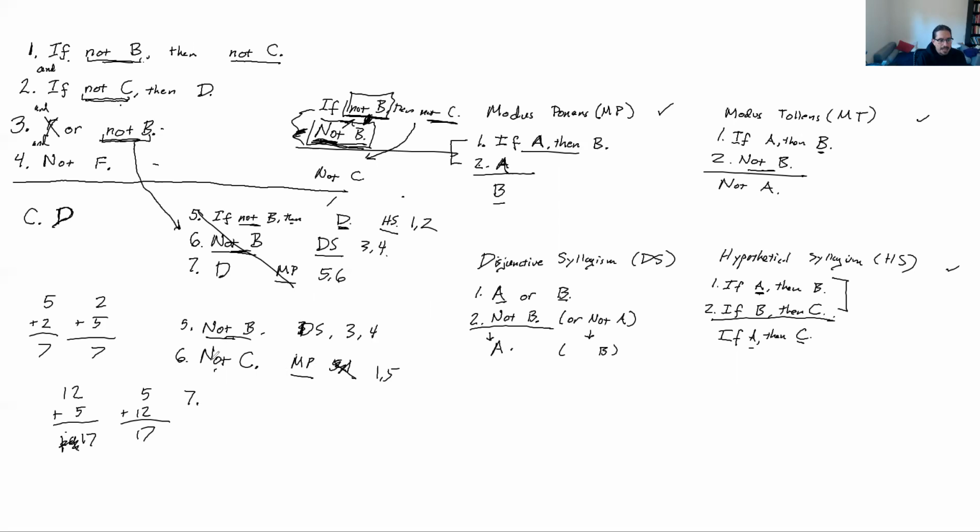Okay, now we have not C. And now we can say 2, 6 gives us D. So modus ponens again, 2 and 6. So in other words, this was a good proof. Before, we saw hypothetical syllogism, disjunctive syllogism, modus ponens. Down here we see disjunctive syllogism and then 2 different modus ponens. Okay, different paths, same destination. That's totally fine. All right.